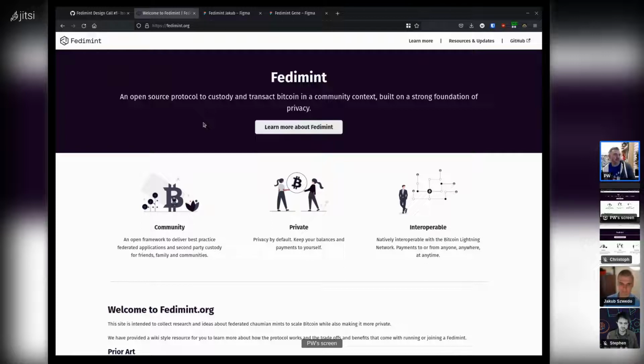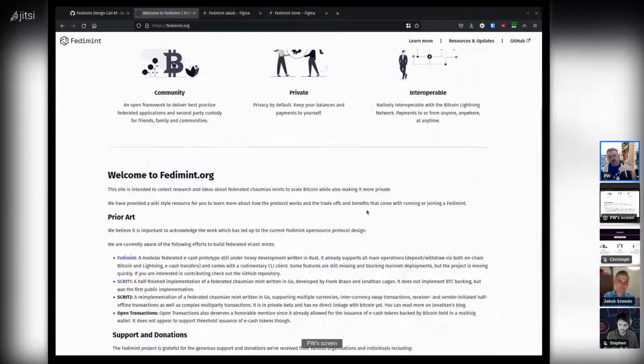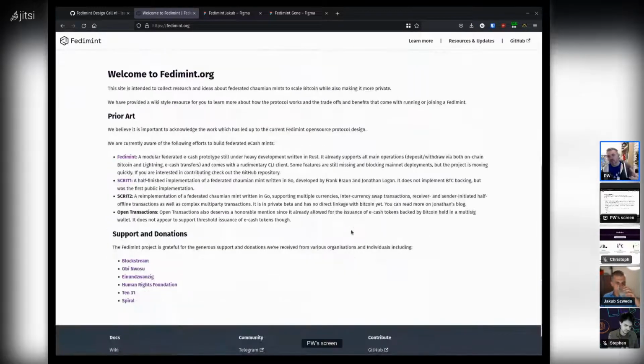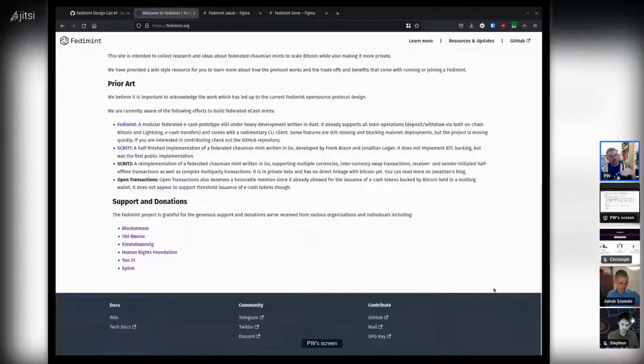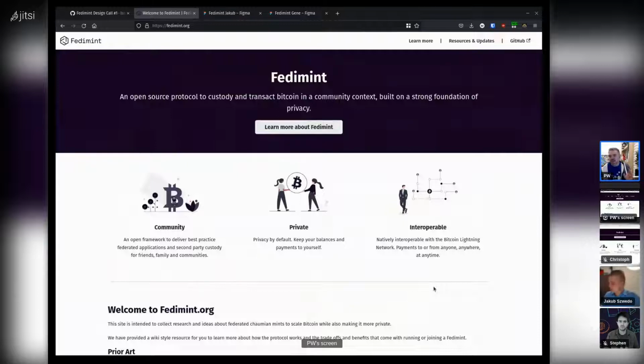All right. So the site has three main sections to it. There's the landing page. We've got a standard hero banner, click through to learn more. Three key benefits of the Fedimint protocol being community custody, privacy, and interoperability. So interoperability through Lightning. We're looking to retain some of the history of what was in the Fedimint.org before. So I just ported some of the content around what was the prior art to this, who are the support and donations, and then obviously the links down the bottom. Very standard basic site there.